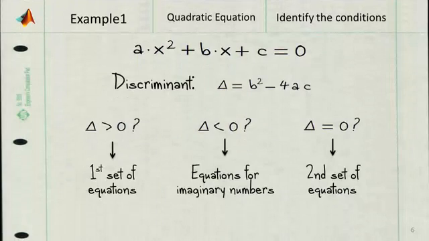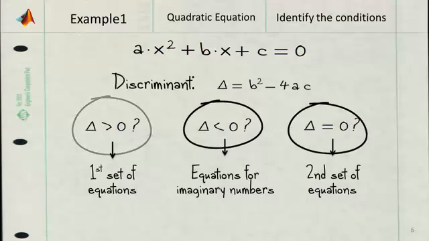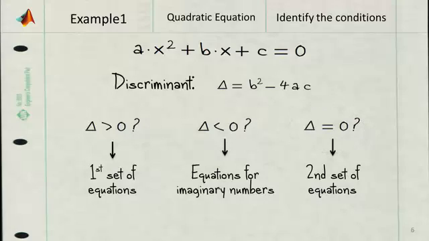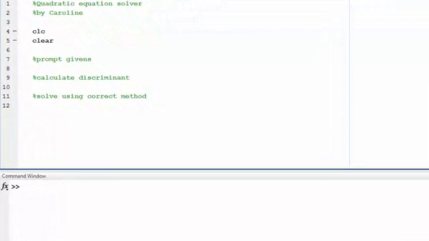So let's come back to our example. Right here, how many conditions do you see? There are 3. Delta can be positive, negative, or equal to 0. So let's go code. As usual, the algorithm is rather straightforward. Prompt for the givens, calculate the discriminant, and solve using the correct method.